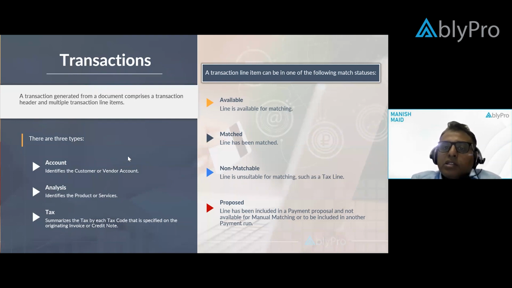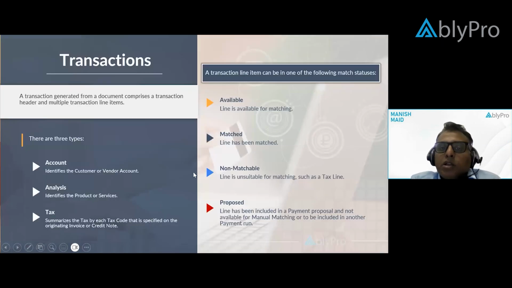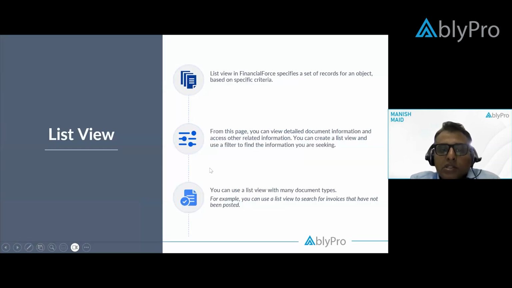And the status of the transaction, there are various statuses of the transaction here. I'll just try to figure out. Hold on, I'm trying to share.